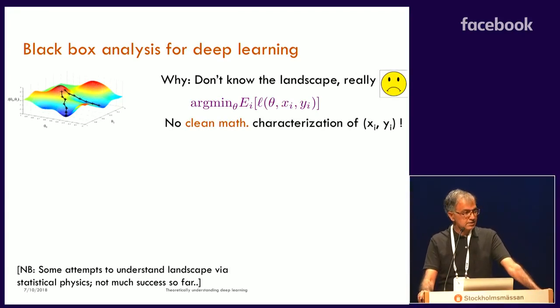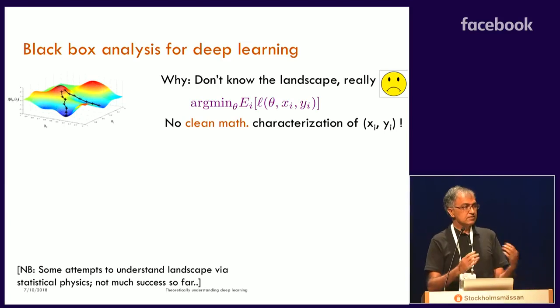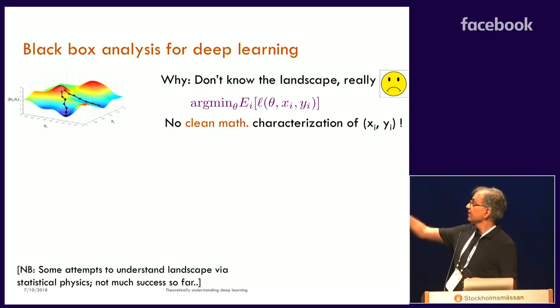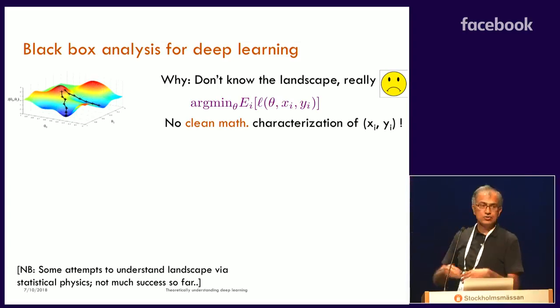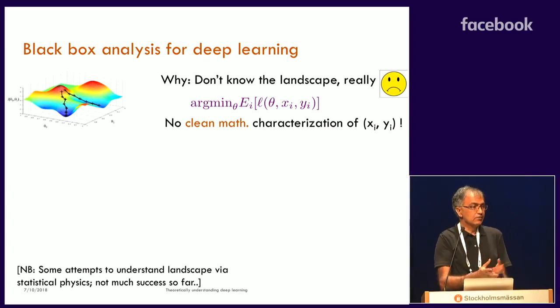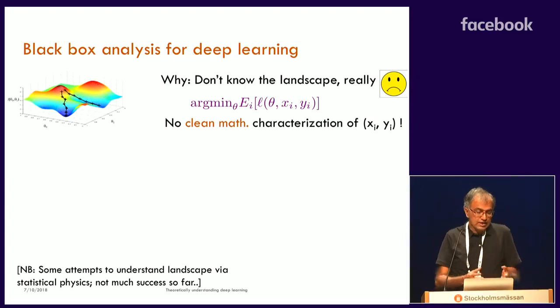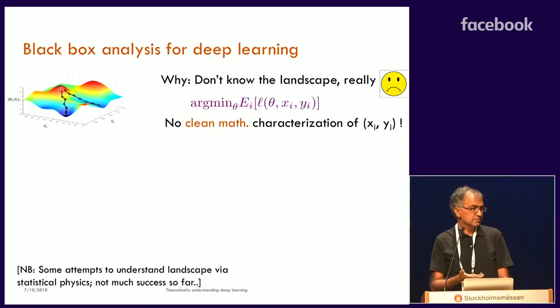And the answer is that there's no clean mathematical characterization of these data points. What makes a sequence of pixels an image of a dog or a cat? There's no mathematical description of it. So as far as we're concerned, there's this million-term objective, and it has all these terms in it which we have no mathematical understanding of. Okay, so as far as math is concerned, we might as well be dealing with a black box.